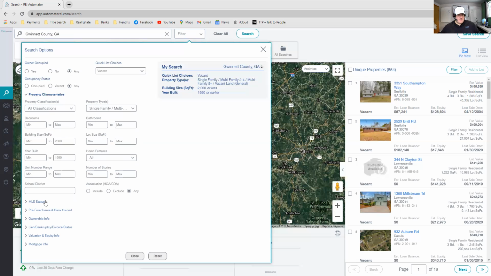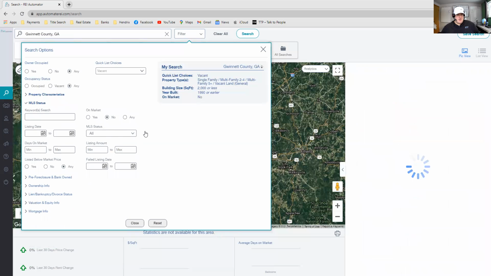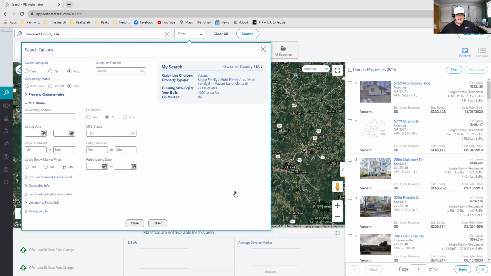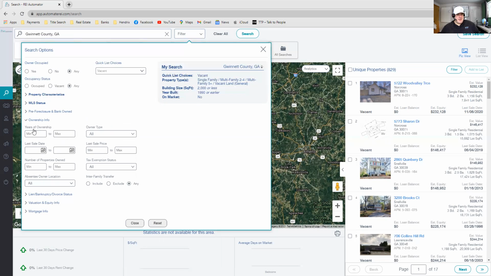So MLS status, this one I really like to do, and I like to say on market no. So that way it takes out anything that's currently on the market. Don't get me wrong, there's lots of people that do on market stuff. It's just not what I'm interested in. And this is foreclosure. We're going to leave that.